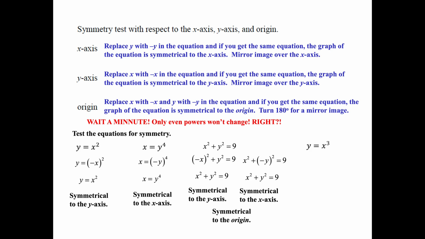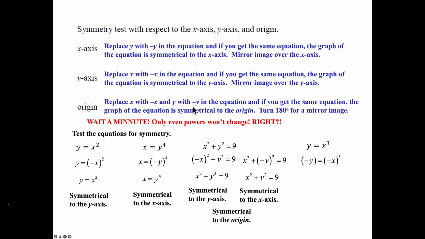Here's an example of what I'm talking about. Y equals x to the third power. There's no even powers here. So it wouldn't be beneficial to put in a negative y only. I can't get back to the same equation. I put in a negative x. That's going to be negative times a negative times a negative. That's a negative x cubed. I'm not back to the original equation. But I can do an origin test. Let's put in a negative for the y and a negative for the x. So if you see odd powers only, then only test the origin.